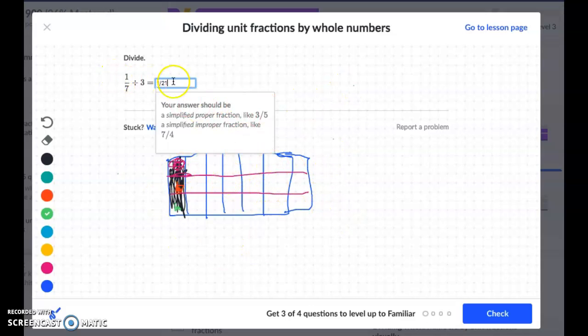Now, some of you are going to notice that really that's just 1 over, and you're multiplying 7 times 3. Yes, that's exactly what you're doing. But again, I like to make sure that you understand why you're doing what you're doing. It's not simply memorizing a trick to solve it.